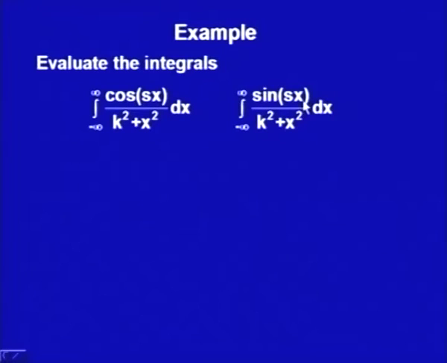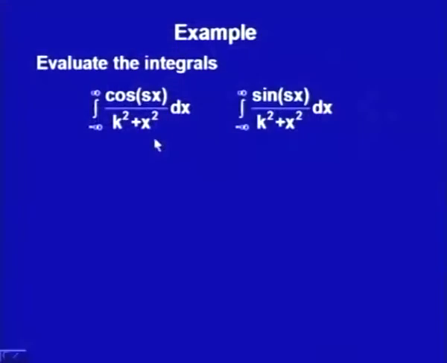So, what we could say is that we are going to evaluate integrals of the form f(x) cos sx and f(x) sin sx, where of course f(x) is the same, 1 upon k square plus x square. That says we could apply the method we just learned, and we can solve both these integrals using only one complex function, where we would use e^(isx). So f(x) is 1 upon k square plus x square.